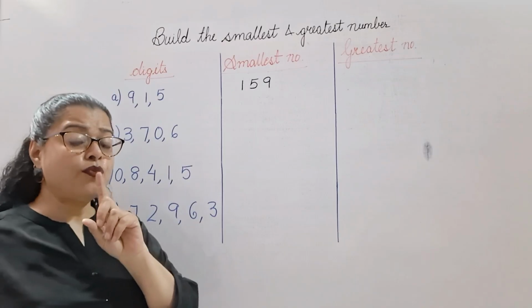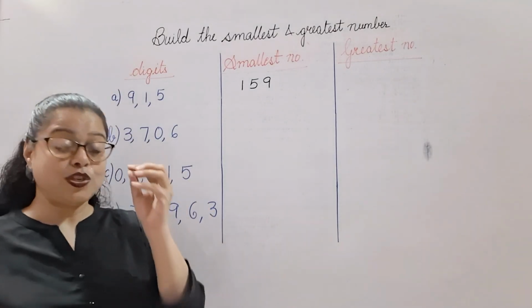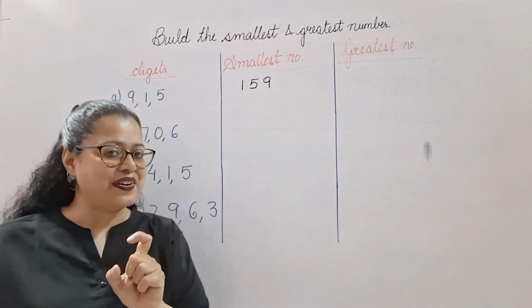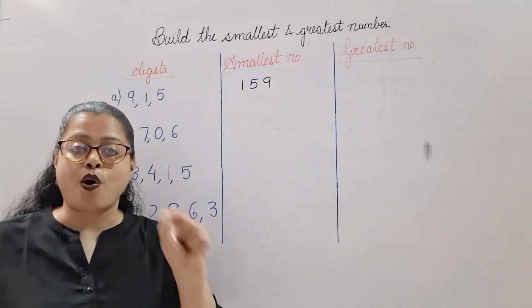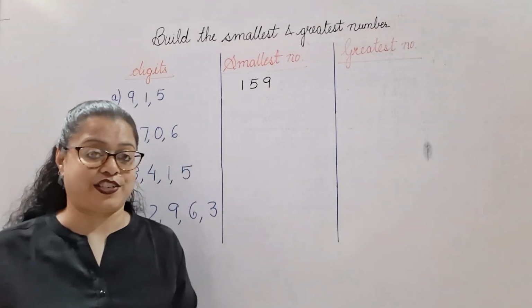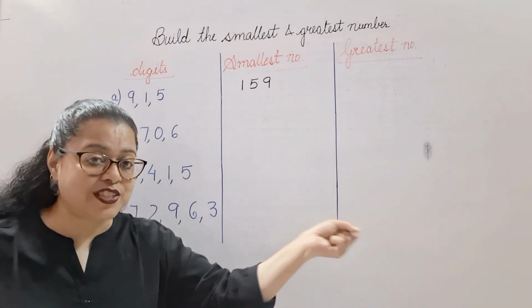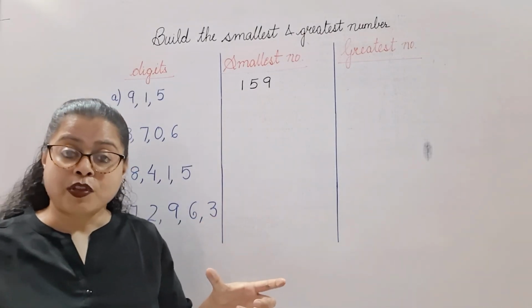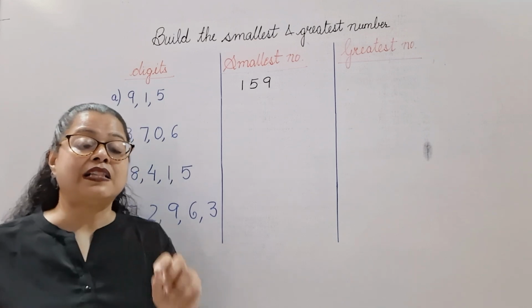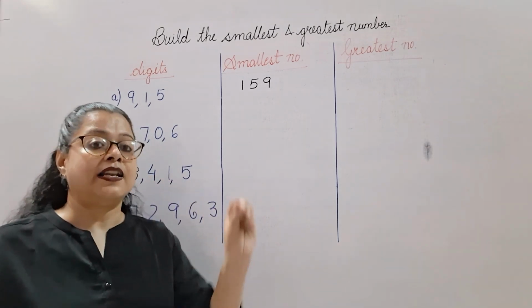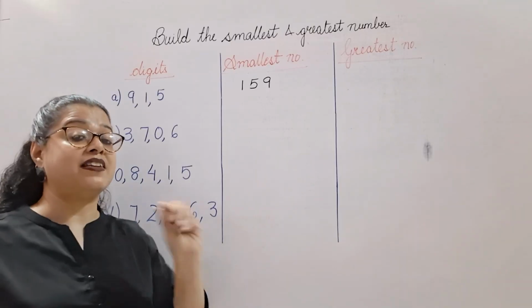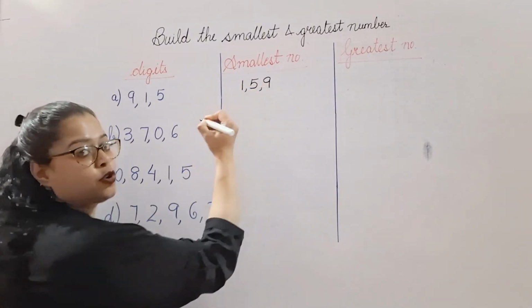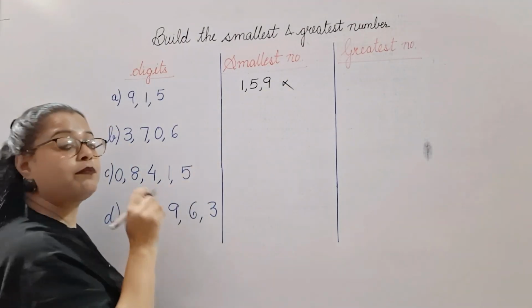Now, a very important thing you have to keep in mind: after forming a number, you do not have to put a comma after every digit. Now you have used these digits to form a number. आपने इन डिजिट्स को यूज किया और एक नंबर बनाया. तो अब इसके बाद हर डिजिट के बाद, जैसे 1 के बाद कॉमा, 5 के बाद कॉमा नहीं लगाना है, गलत हो जाएगा. This will be wrong.